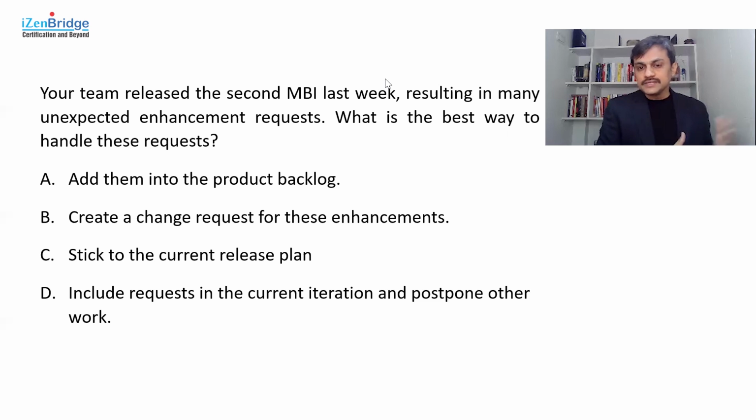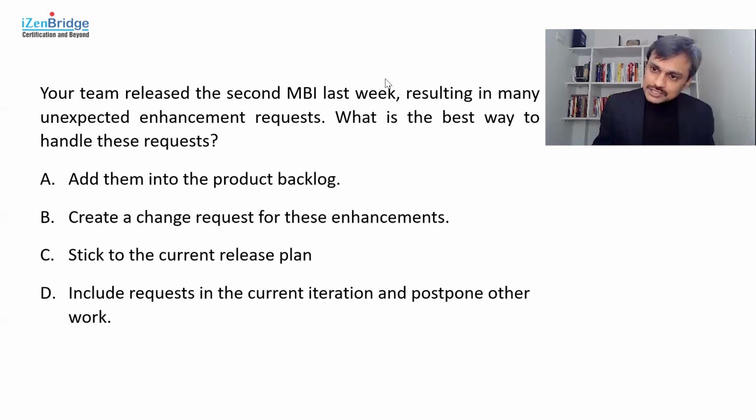Option D, include the request in the current iteration. That also is not coming very clearly as something you must do now. We don't see that impact or a burning impact on the current release. If there is something saying that the product is becoming unusable, then you may need to do some exception handling. But here we don't see that kind of situation arising.